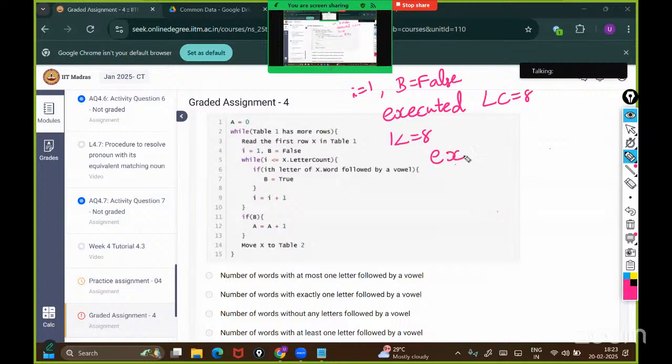Is it followed by a vowel? Yes. No, E is not a vowel. Actually, it's not followed by a vowel. Okay, so will the B change? E is a vowel, right? But we have to check whether the ith letter of the word is followed by a vowel. Oh, the next letter we have to check. Yes. Okay, any doubt? No. D is correct. Okay, so B is not changed.